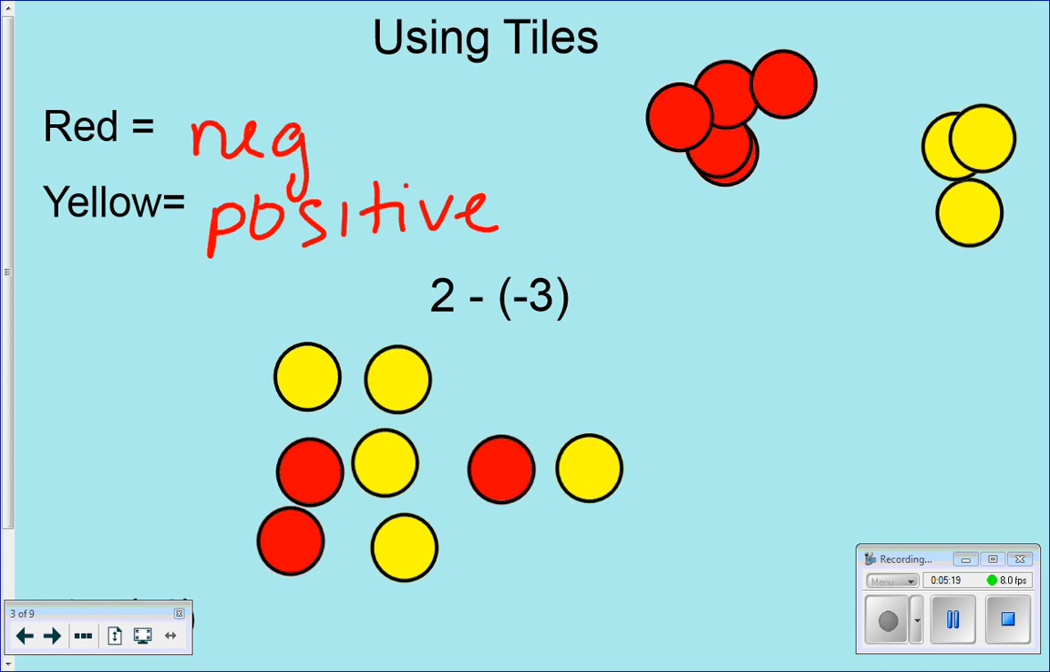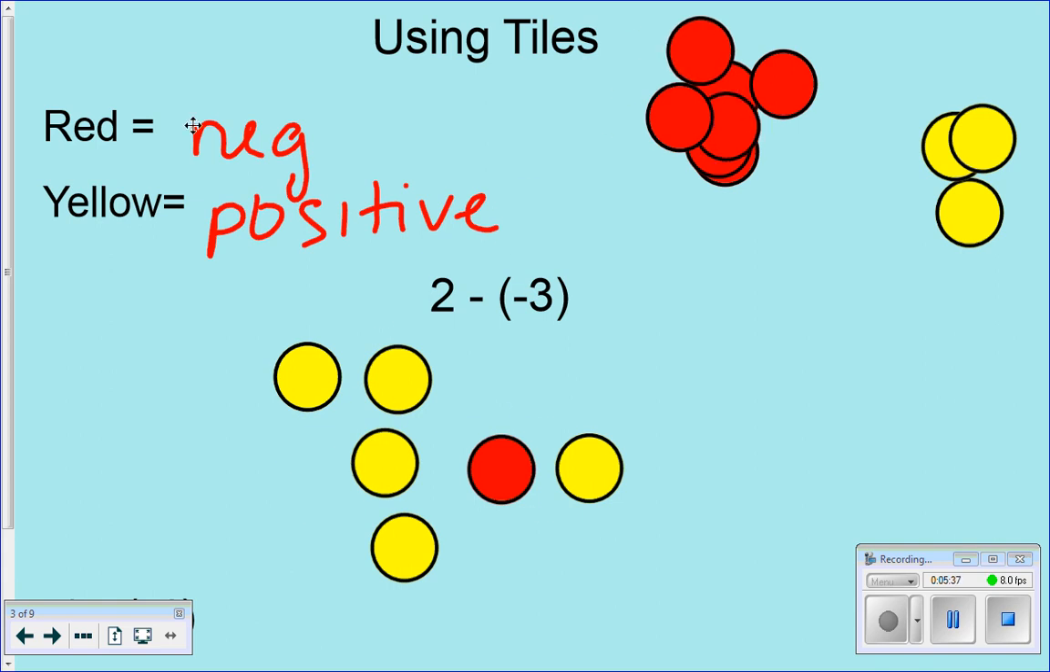Does it change the problem yet? No, because why? What happens to these? They cancel out, so I still only have 2 yellows. But now look at the problem. How many reds do I have? Do I have 3 I can take away now?